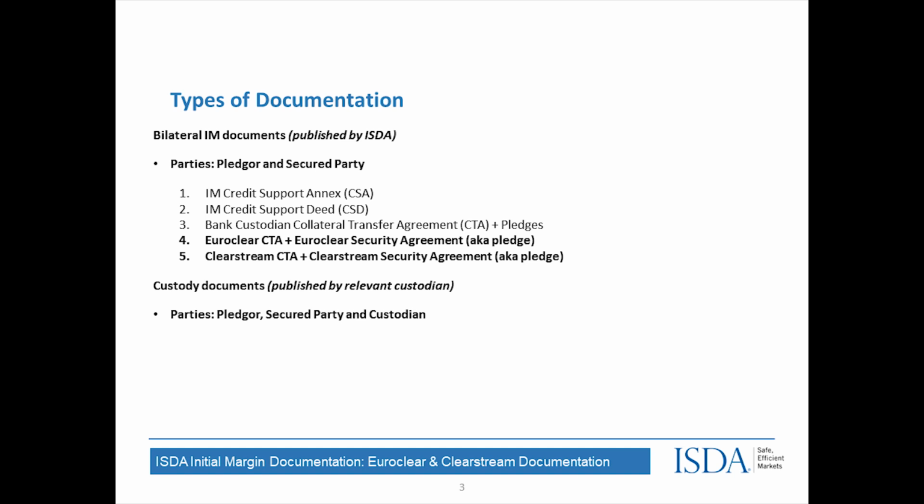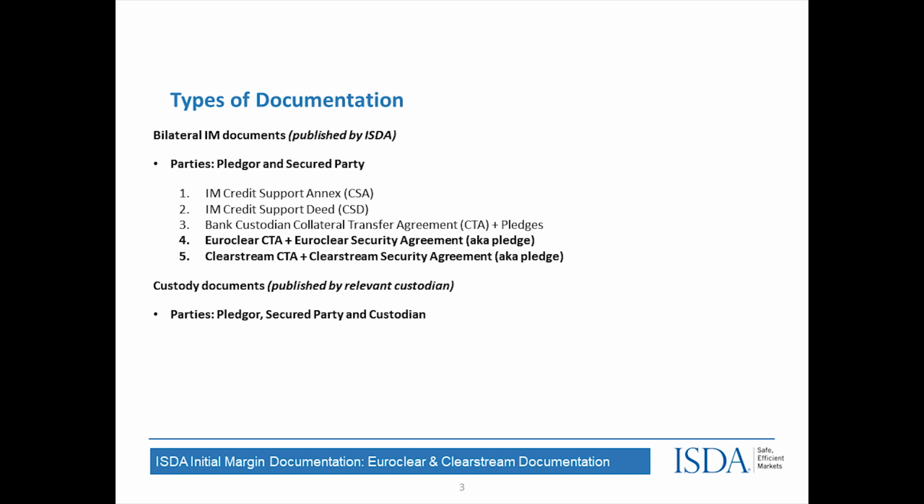But one key structural point I would note in passing, if you're familiar with an IM CSA or CSD, is that the CTA and pledge, you can effectively think of them as a CSA or a CSD chopped in 2. And the first part of that, if you like, is the CTA, where all of the delivery and quantum provisions are housed.